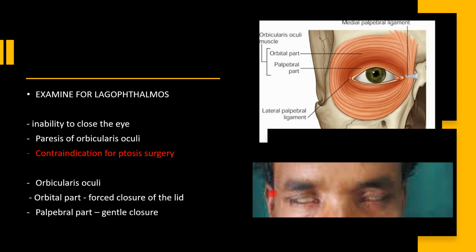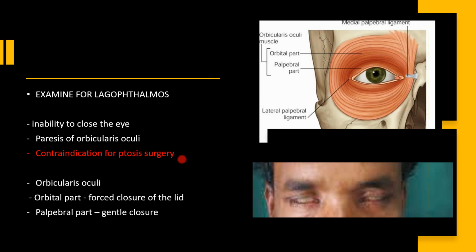The closure of the lid is a function of orbicularis oculi. You see this muscle here going around the eye. That is the orbicularis oculi. Now, in case lagophthalmos is present, how is it significant for us? Because if we do ptosis surgery in a patient who has lagophthalmos, there is already scleral exposure here. Normally what happens is that the eyeballs go up when the person tries to close. But if the patient is unable to close the eyelid, they may have a lot of exposure if there is lagophthalmos.